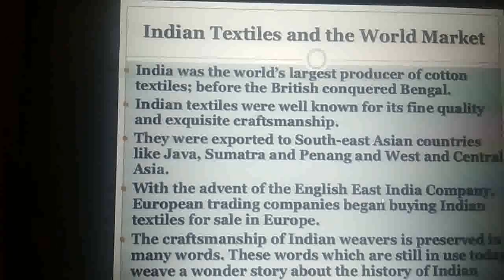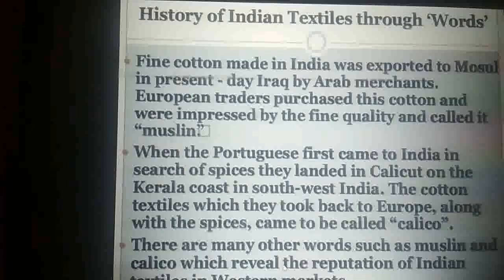The East India Company and the European trading companies bought these Indian textiles and then sent them to the European markets and earned huge profits out of it. The craftsmanship and dominance of the Indian textile industry in the world market can be proved with some words. Words tell us stories. Some words enable us to understand whether this industry had a good market in the past or not. Let us see the history of Indian textiles through some words.